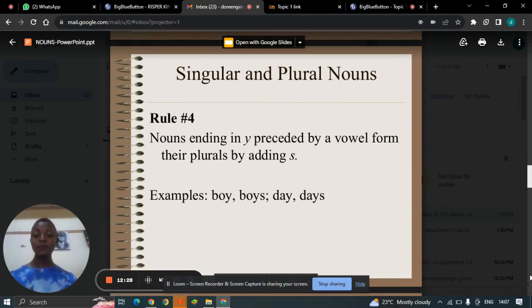So rule number 4: nouns ending in y preceded by a vowel form their plurals by adding s. For example, boy, the y is preceded by a vowel o, so to make it a plural noun you will just add s. In rule number 3, if the y is preceded by a consonant, you drop y and add ies, for example, lady. But in this case, because boy has y preceded by the vowel o, you will add s only. For example, boy, boys, day, days.